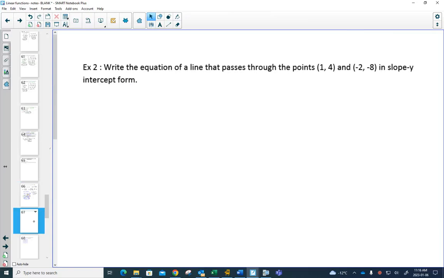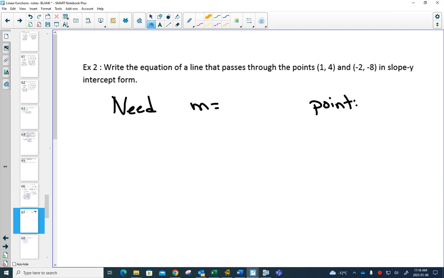Write an equation of a line that passes through those 2 points. So again, what do we need to write an equation of a line? We always need a slope and we need a point. What do we have? We have 2 points. I would probably choose 1 and 4 because they're both positive as my point, but it wouldn't matter.